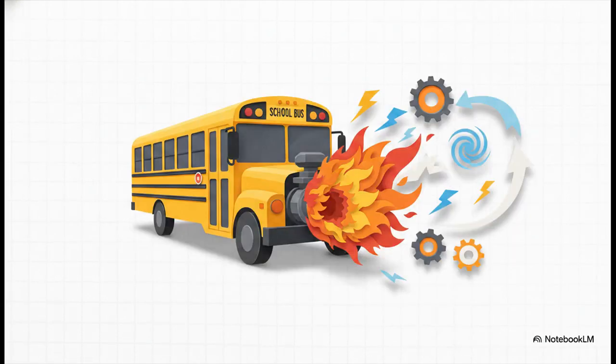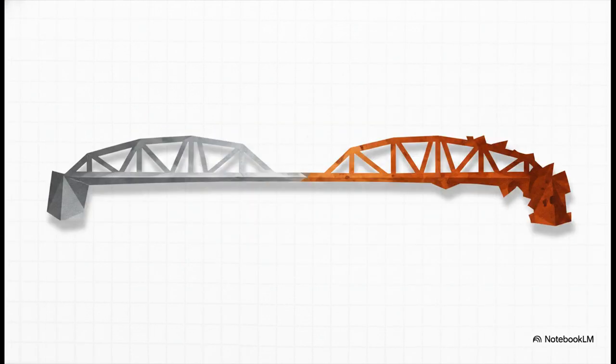Next up, combustion. Think about the roaring engine of a school bus. It aggressively takes in liquid fuel and oxygen and violently outputs heat, exhaust, and motion. But chemistry isn't always fast and loud. Take bridge corrosion. It's the slow, quiet interaction of iron with oxygen and water that outputs rust. It's a powerful degradation process that literally reshapes the structural world around us.